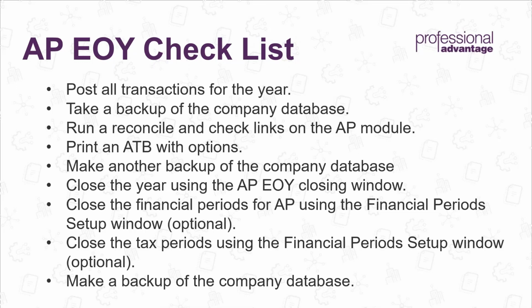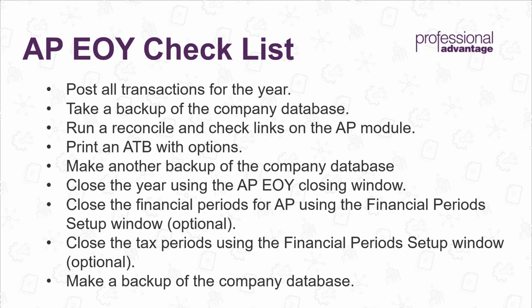After that, we also recommend you print the aged trial balance with options in the AP module. And if you wish, make another backup of the company database. Now you can start the year-end process in AP. Now the year-end process window is again under the AP routine area.